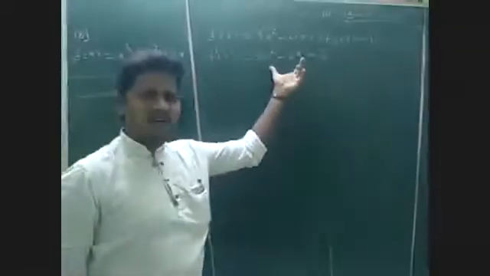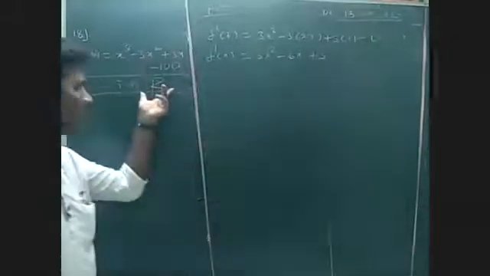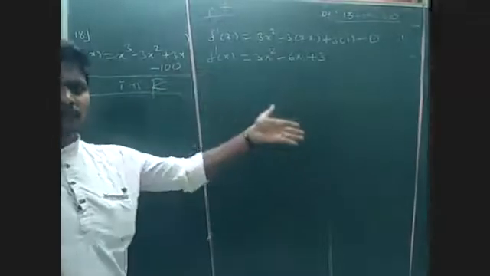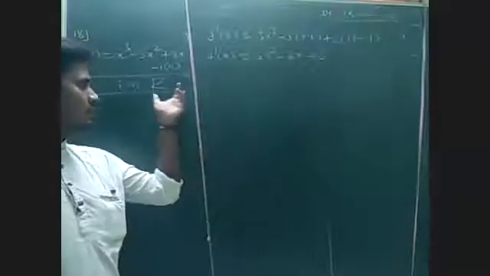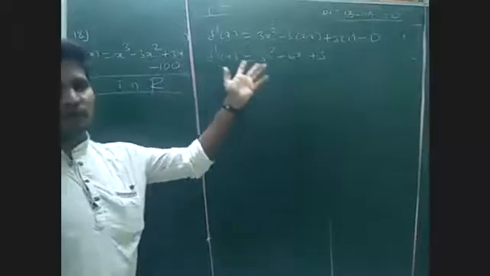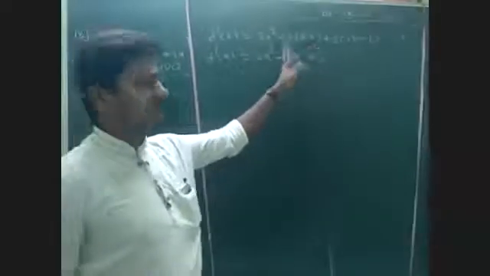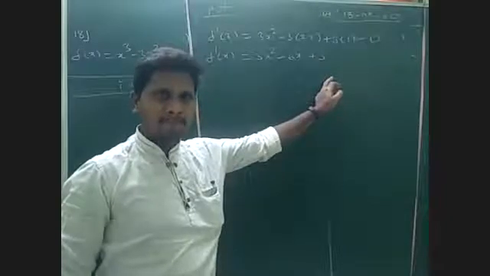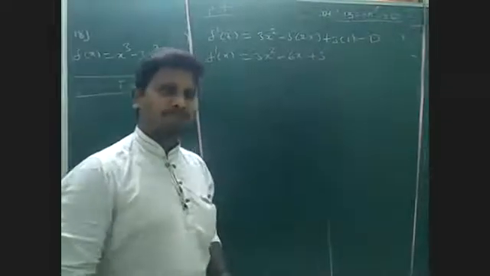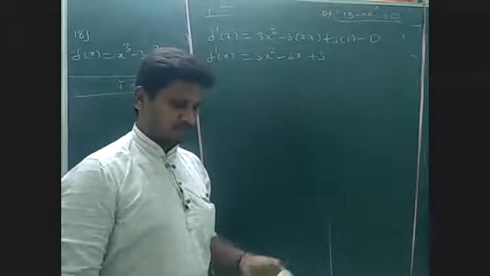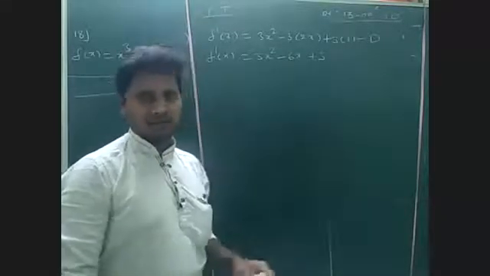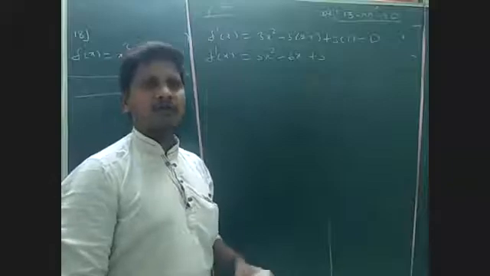Is it greater than or equal to 0 for every real number? Real number means minus infinity to plus infinity. So for negative values, positive values, whatever value we substitute, is it always greater than or equal to 0? Yes. I want to know whether it is greater than or less than 0 at minus 100. I want to know at minus 77 by 3.